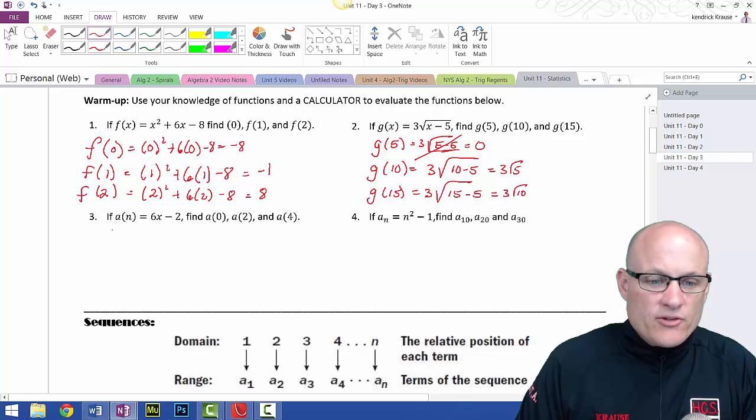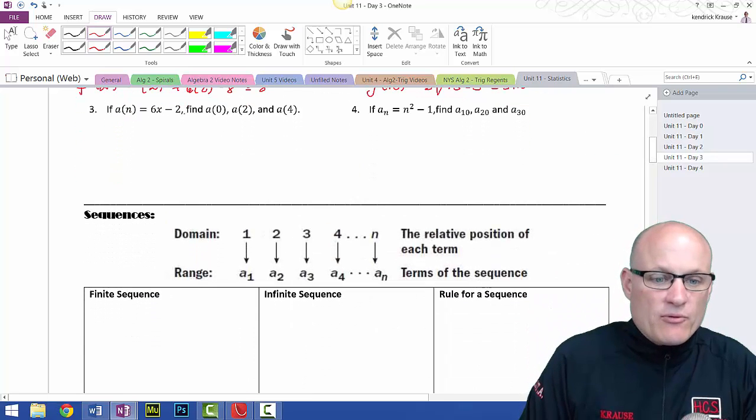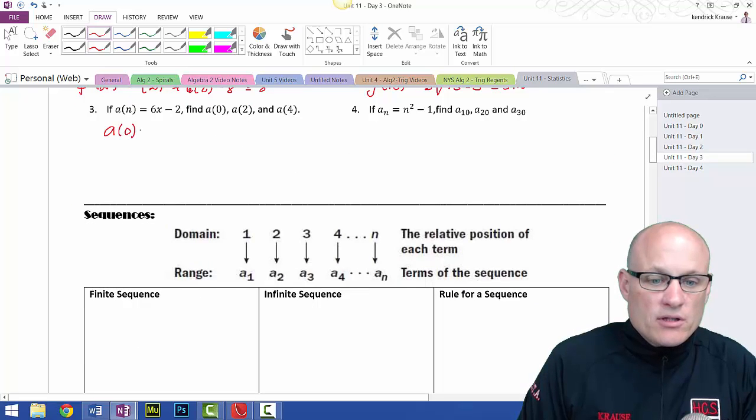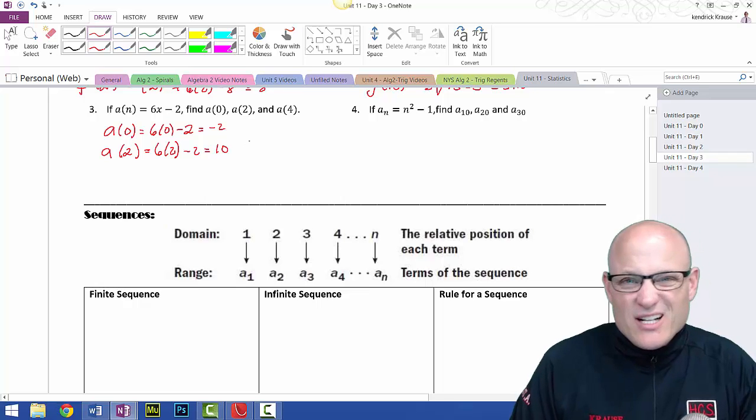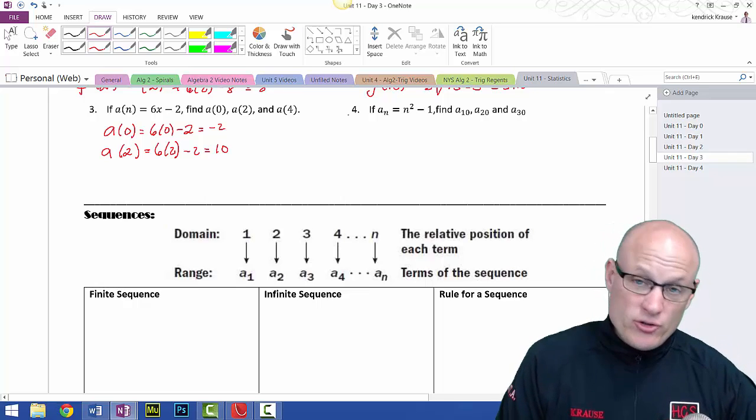I can do the same thing. Now I'm going to use the function a. I'm going to do like 2. A of 0, because that's easy. 6 times 0 minus 2. Well, that's just negative 2. And then a of 2 is 6 times 2 minus 2 equals 10. So, kind of simple. That's function notation. You're used to that. You're okay with that.